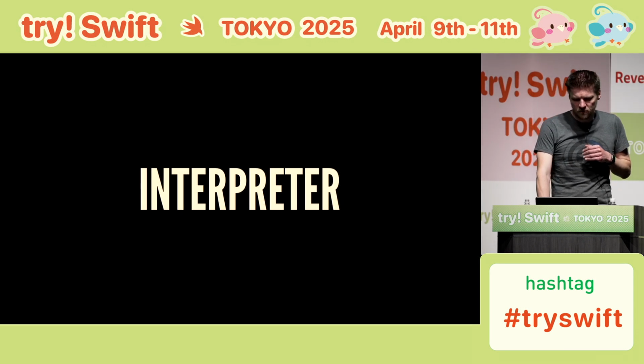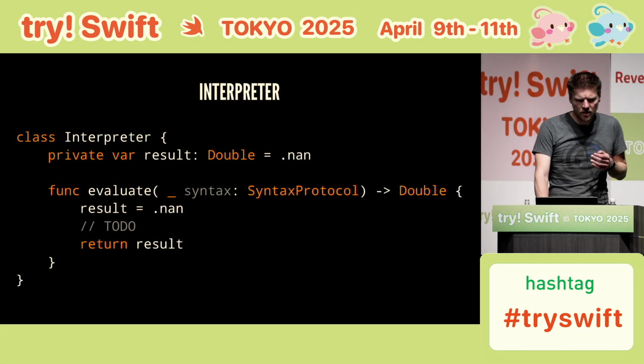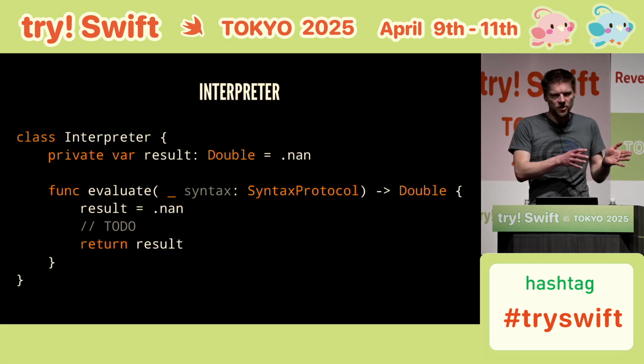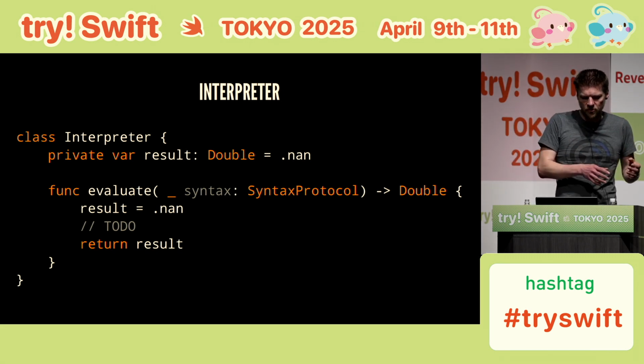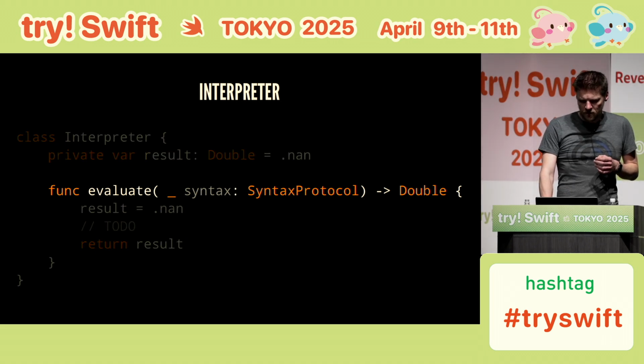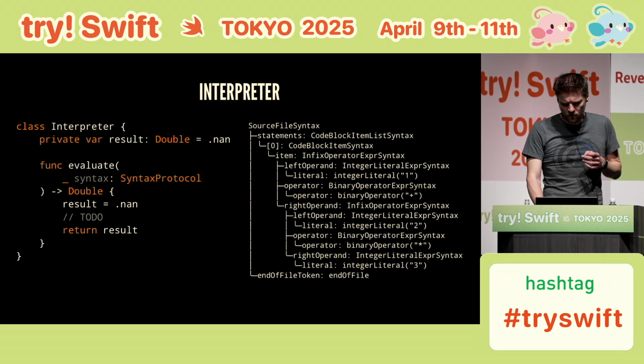Okay, so with that solved, I think we're ready to write an interpreter. So unlike a compiler, which turns source code into executable code, an interpreter is a program that just executes the source code directly. The main interface for our interpreter is this evaluate function. And what this will do is it'll take a source tree, such as the one on the right, and it'll evaluate it before returning the result.